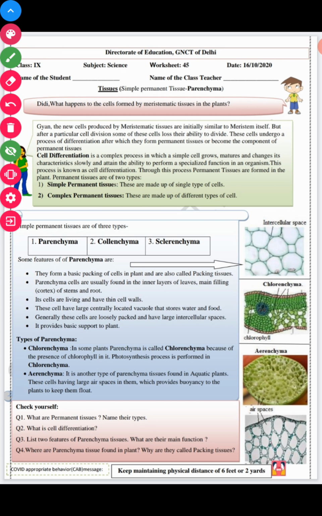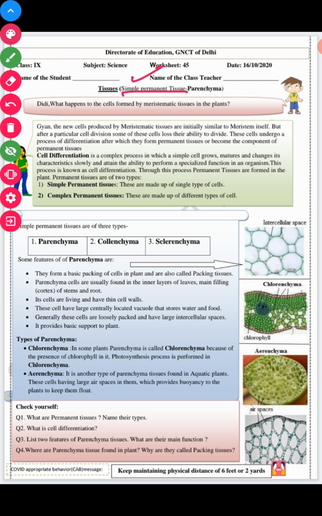Beta, today we will discuss RTOE worksheet 45, in which we will discuss parenchyma. As you know, we are already discussing your chapter on tissue, and today in this worksheet we will discuss simple permanent tissue, that is parenchyma. Okay. In our previous worksheet we studied the meristematic tissue. In continuation of that, today we will discuss simple permanent tissues.